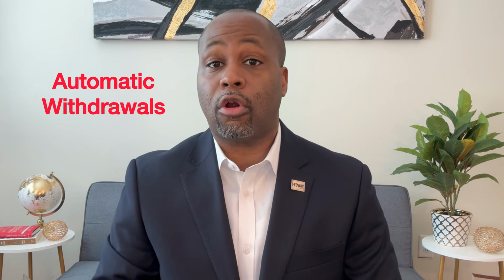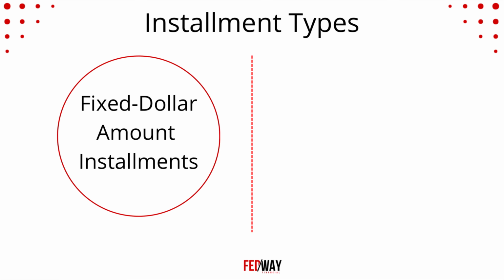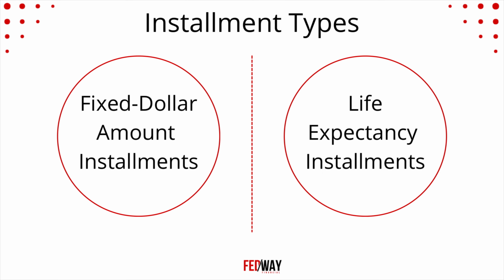TSP installments is a popular way to withdraw money directly from the TSP in retirement. Installments are often called automatic withdrawals because once they are established, payments will continue until you stop them or until your account balance falls to zero. Installments can be scheduled up to 6 months in advance, and you can choose to receive payments on a monthly, quarterly, or annual basis. There are two ways to set up installment payments. One way is through a fixed dollar amount, and the other way is based on your life expectancy.